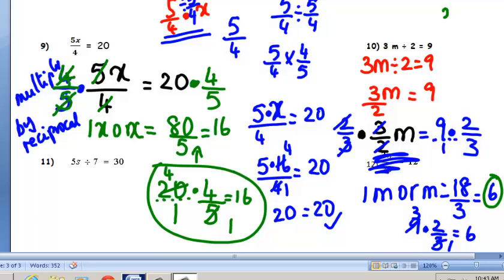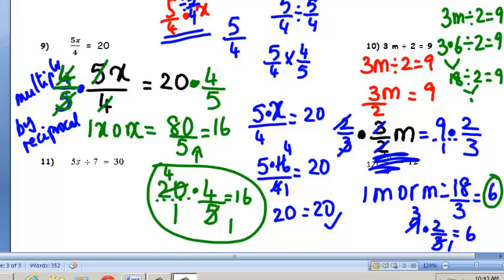Let's go back and check. 3m divided by 2 equals 9. 3 times 6 divided by 2 equals 9. Remember PEMDAS? So 3 times 6, 18 divided by 2 equals 9. 9 equals 9. It checks. All right, go ahead and finish the other two problems, and I'll see you next class.